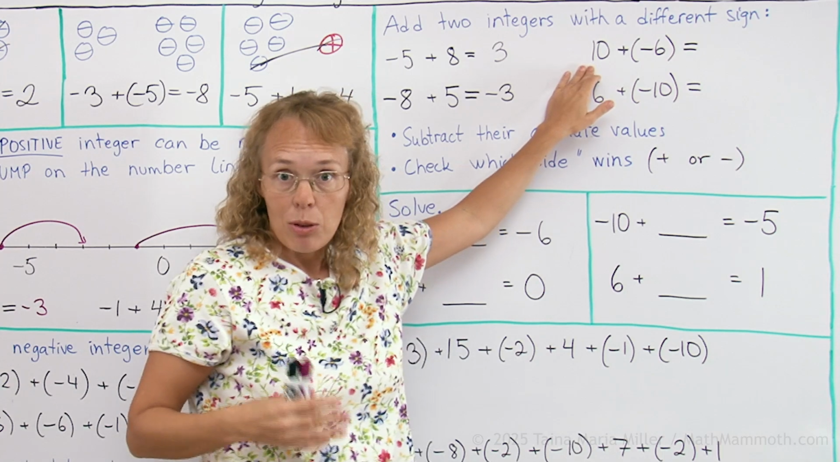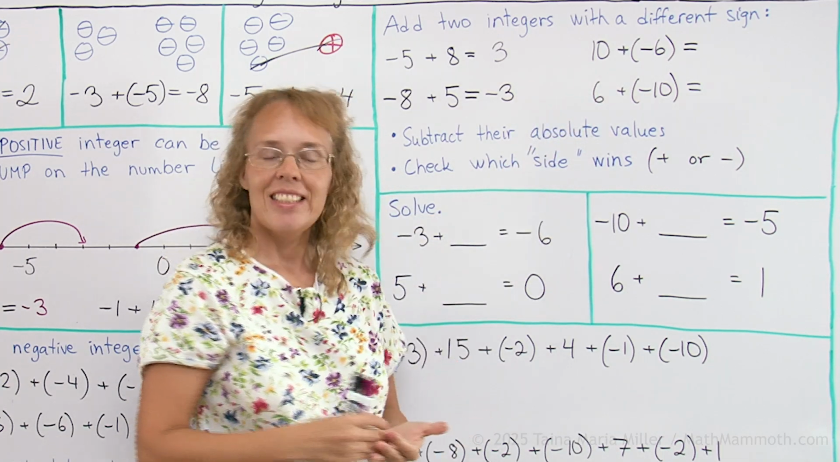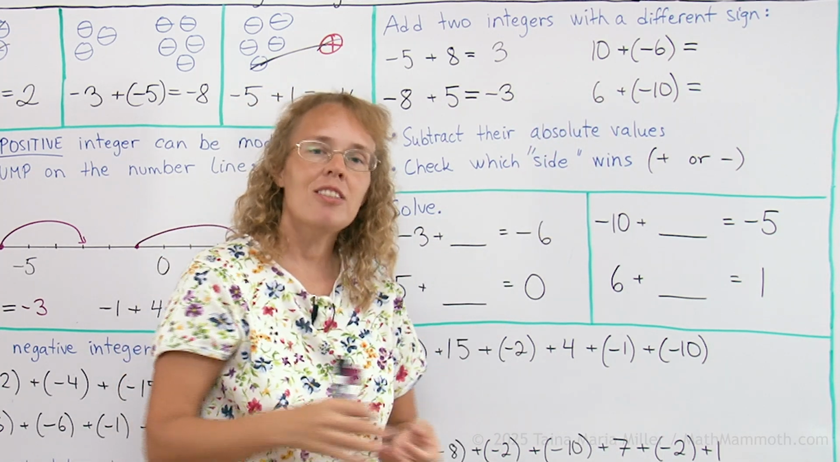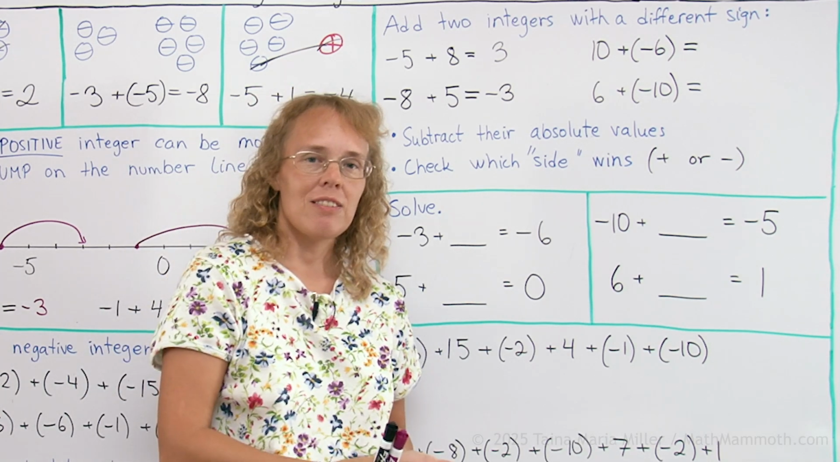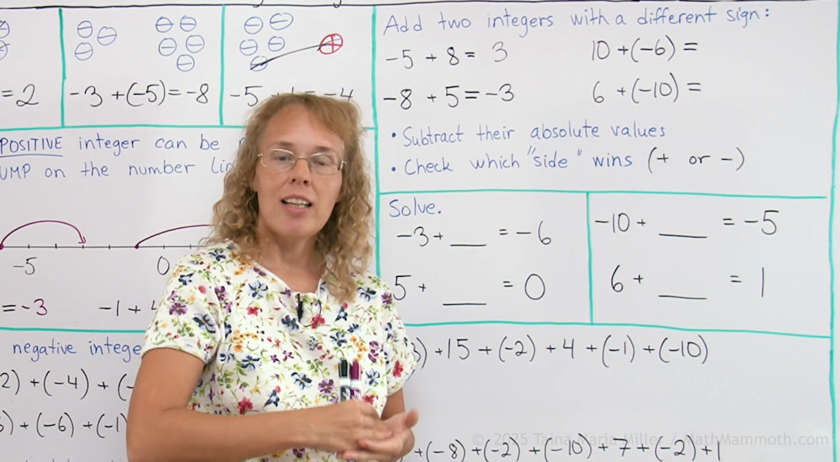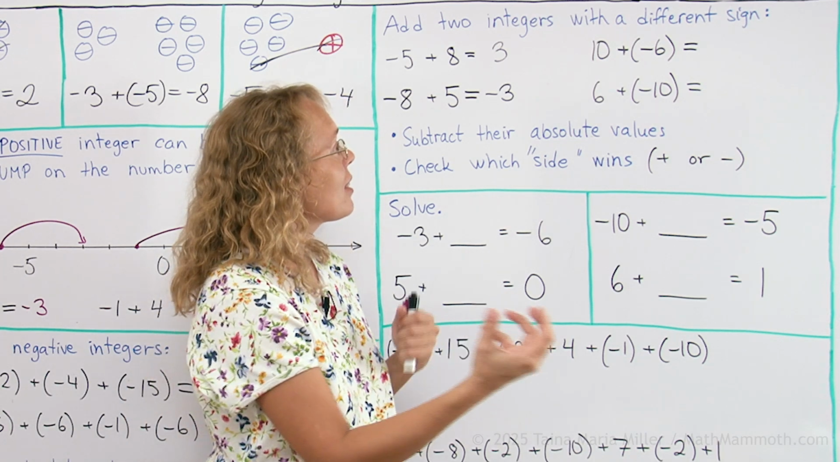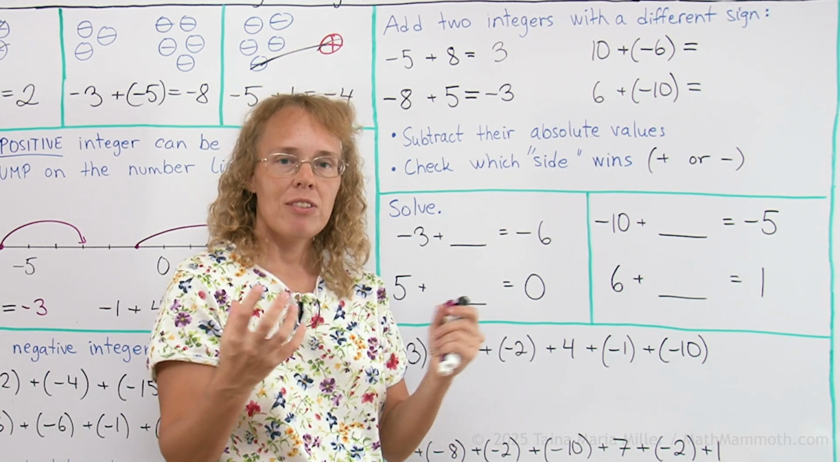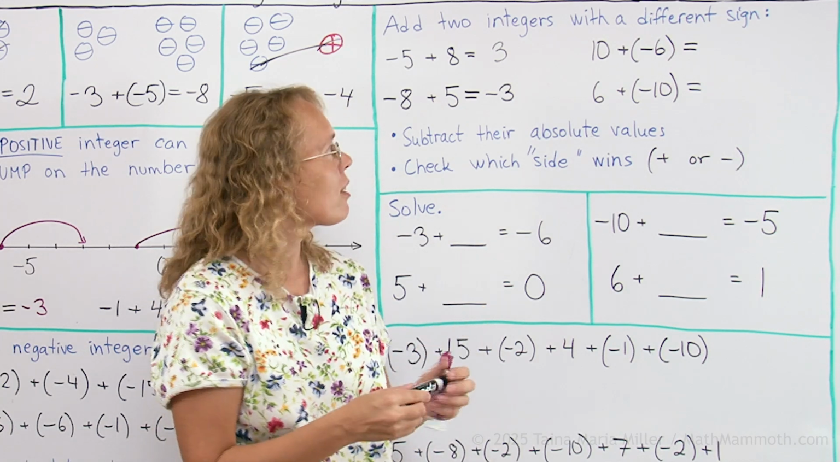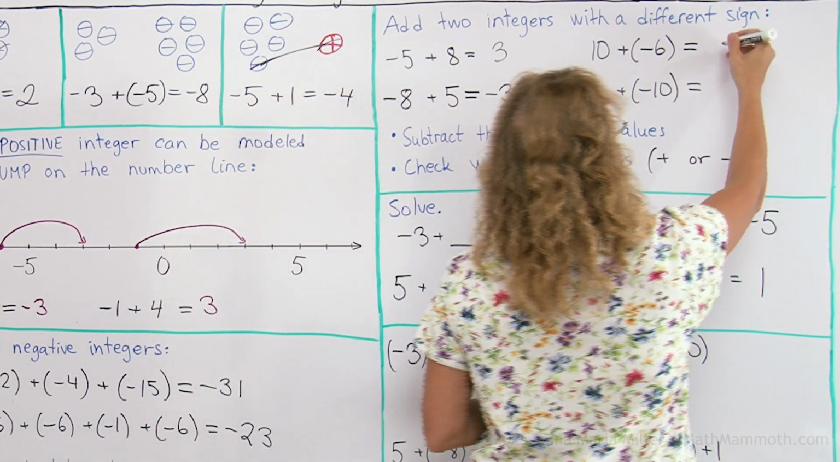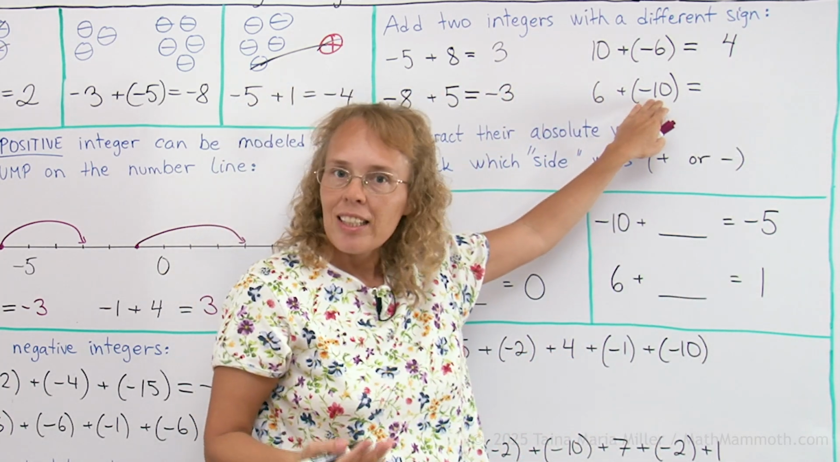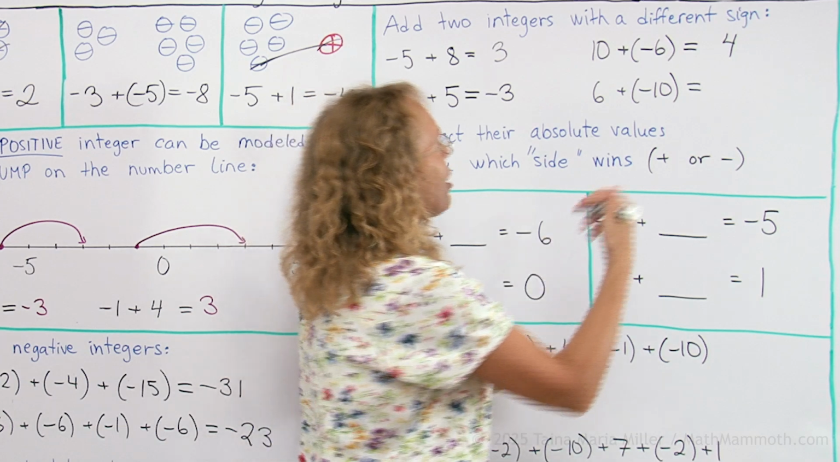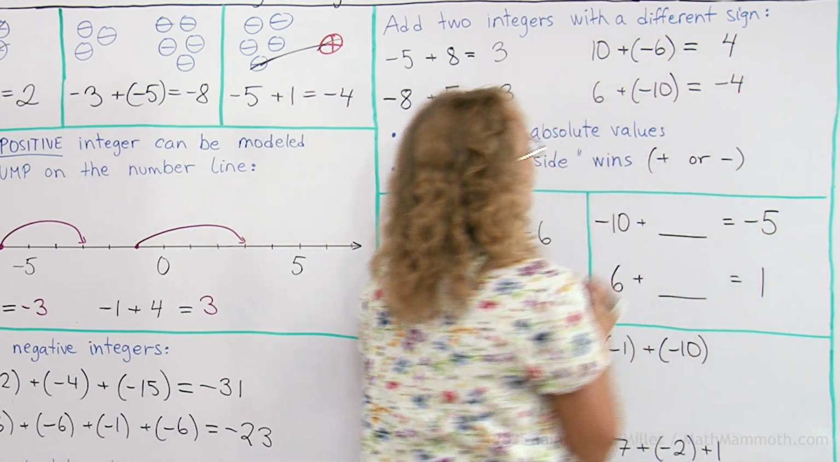Here, let me think of the counters. 10 and -6. 10 positive counters, 6 negative counters. So there's more positives, right? So the positive side will win, but there's going to be 6 negative positive pairs that will cancel each other. And so I will only have 4 positives left. Over here it is just the opposite. I have 10 negatives and 6 positives, so I will have -4 as my result.